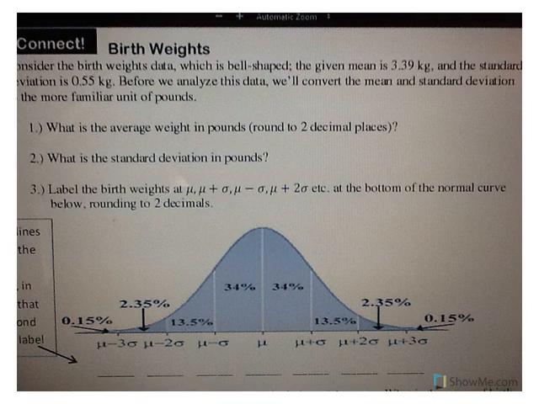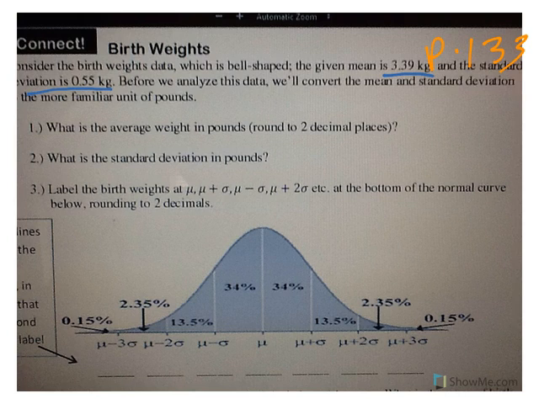All right, part 2 of lesson 14 starts on page 133. And you'll notice that we're going to talk about birth weights. They tell us that the mean is 3.39 kilograms and the standard deviation is 0.5 kilograms. Well, we want to deal with this in pounds.